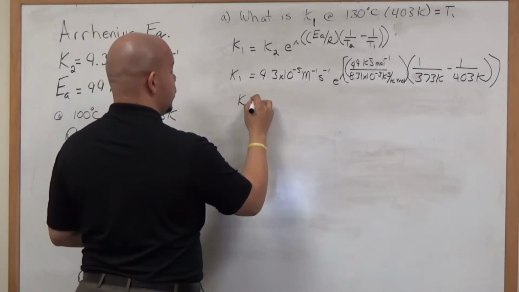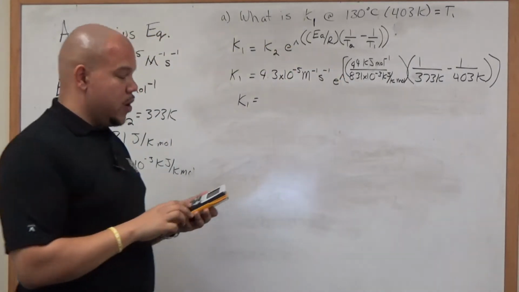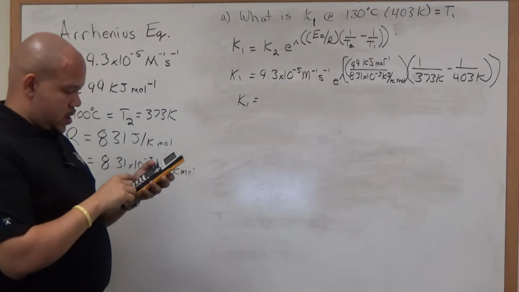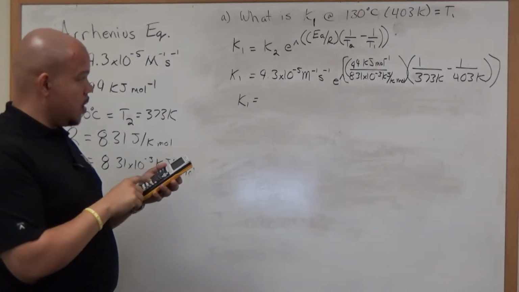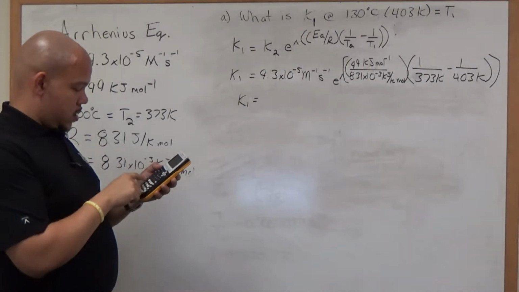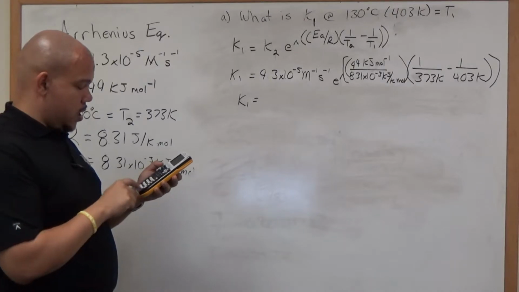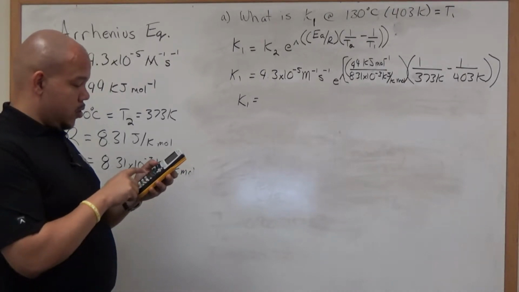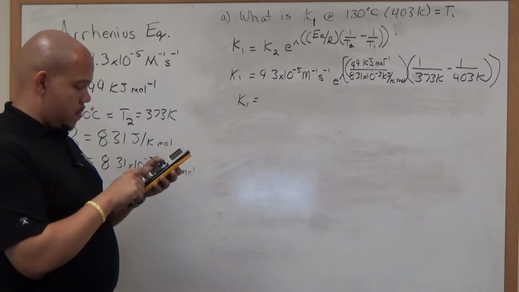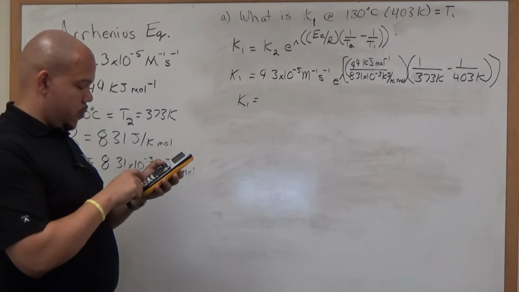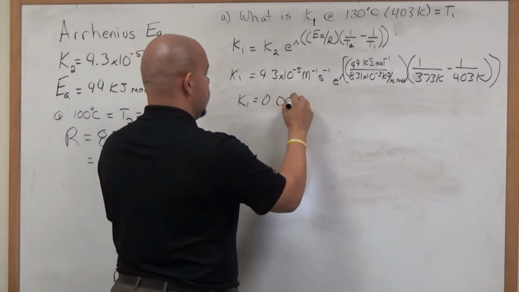So therefore, once we plug this in the calculator, what you're going to see is that we're going to end up with 9.3 e to the negative 5 times e raised to the 99 over 8.31 e to the negative 3 multiplied by 1 over 373 minus 1 over 403, and the answer is 0.00100.